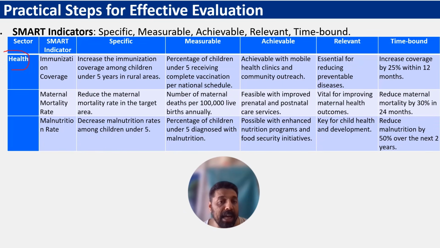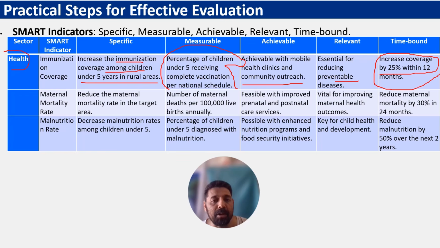For example, immunization coverage. Increase the immunization coverage among children under 5 years in rural areas. It's specific and it's measurable: percentage of children under 5 receiving complete vaccination for the national schedule. And similarly achievable with mobile health clinics and community outreach. Relevant, essential for reducing preventable diseases. It is relevant. And time bound, increase coverage by 25% within 12 months.